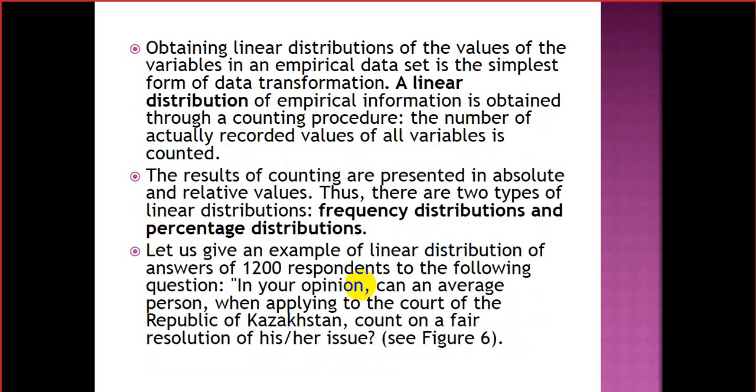Obtaining linear distributions of the values of the variables in an empirical data set is the simplest form of data transformation. A linear distribution of empirical information is obtained through a counting procedure. The number of actually recorded values of all variables is counted. The results of counting are presented in absolute and relative values. Thus, there are two types of linear distribution: frequency distributions and percentage distributions.